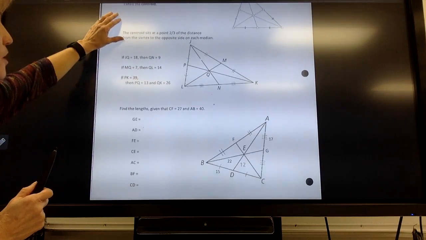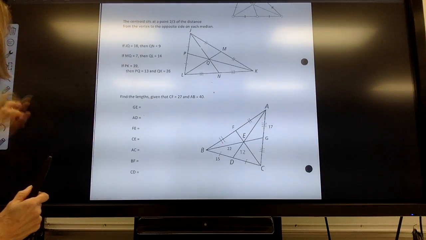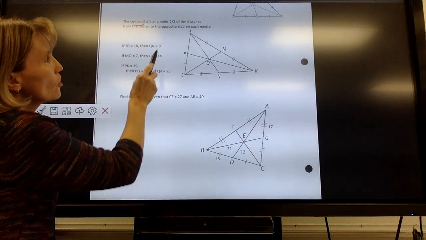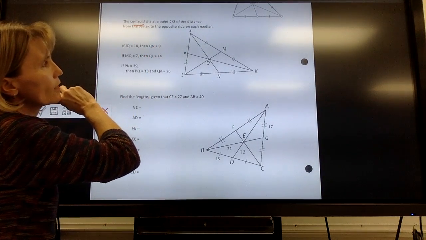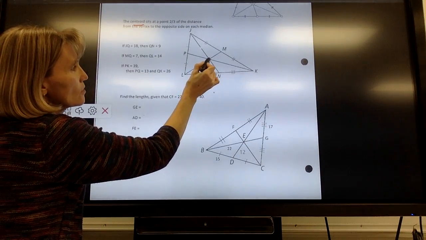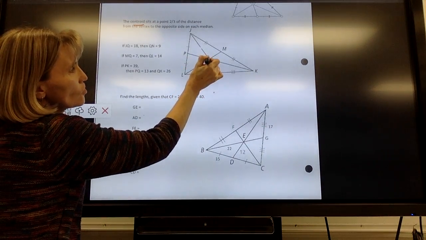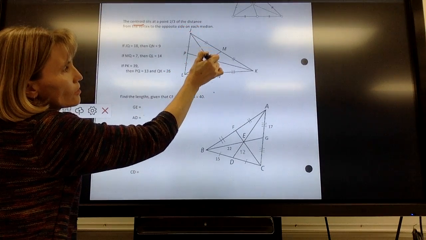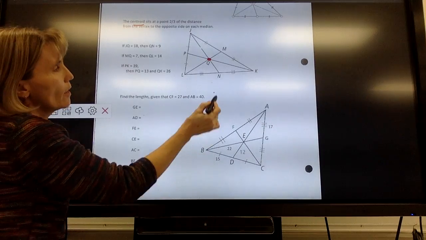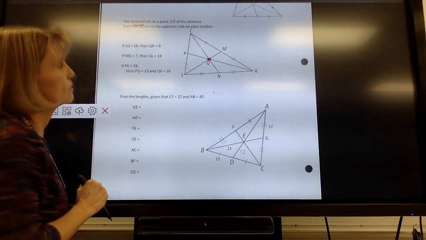Okay, now, some information about the centroid, which is interesting. It says the centroid sits at a point 2/3 of the distance from the vertex to the opposite side of each median. So if this point right here is the centroid, what it's saying is that this distance from Q to J is 2/3 of the whole distance. And this from Q to N is 1/3 of the distance.